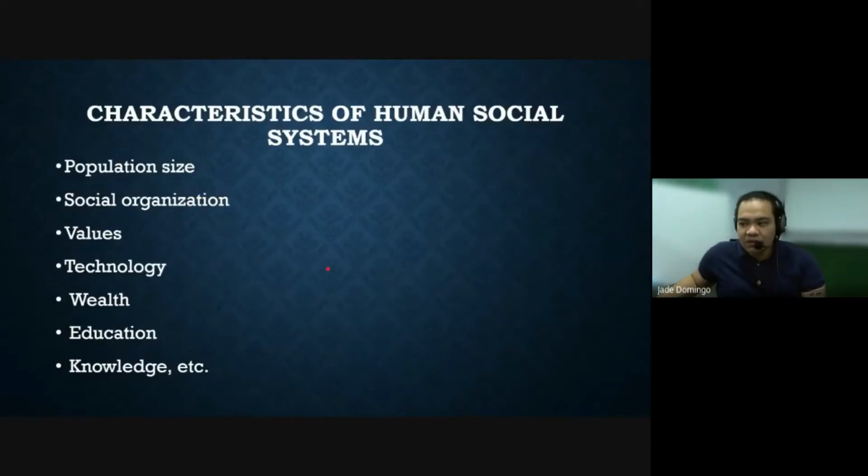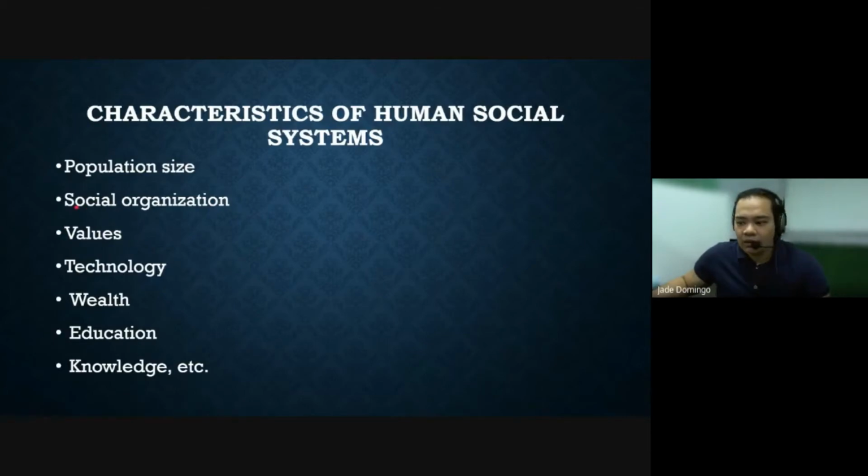There are characteristics of human social systems. First is population size. Of course, the size of the population of a certain barangay will always have an effect on the ecosystem around that barangay. Next is social organization. If there is social organization, if the people are more disciplined, if there are rules, that will bring less damage to the environment or the system around us. But if there are no rules or no social organization, it's going to be very hard to impact the environment positively. Next is values.